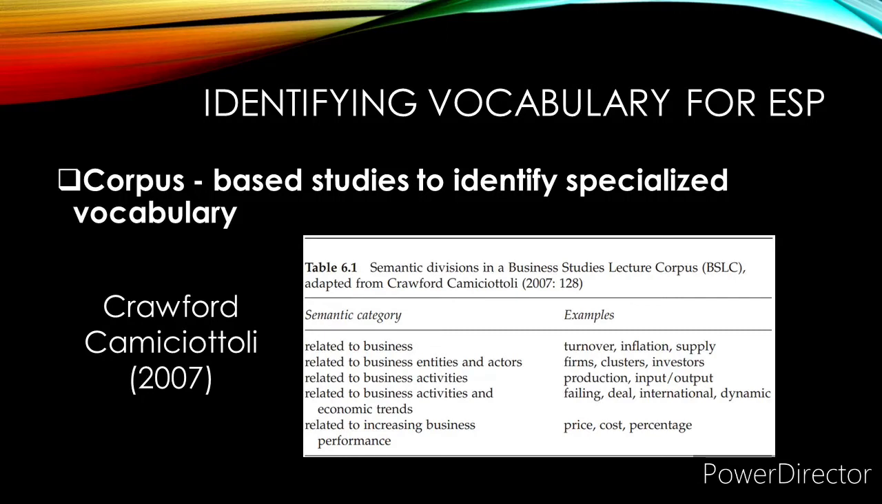The point is, a researcher who wants to identify lists of words or expressions for an ESP class or for his field, say in the field of economics, may conduct a corpus-based study where semantic categories may be drawn from authentic materials such as written reports and other documents related to the field.